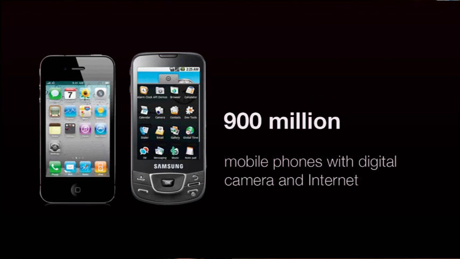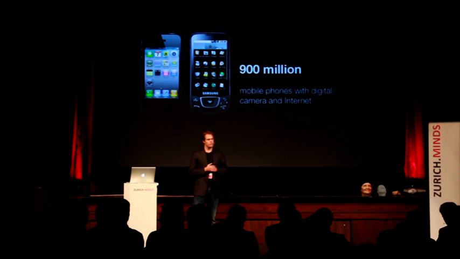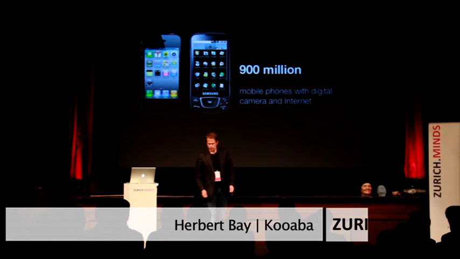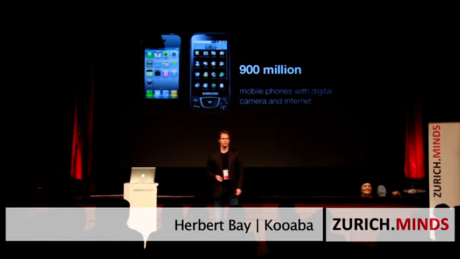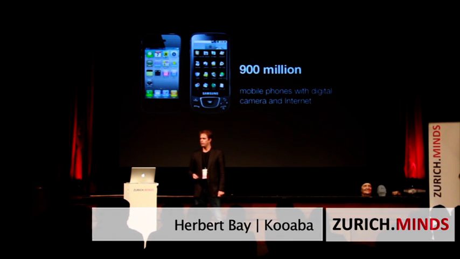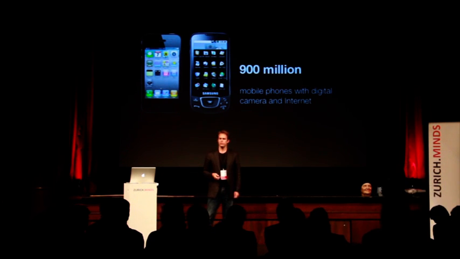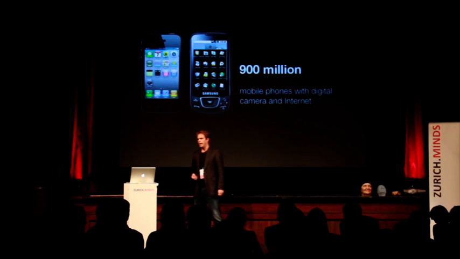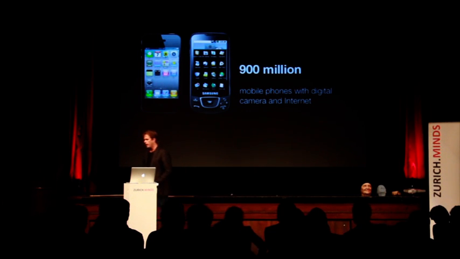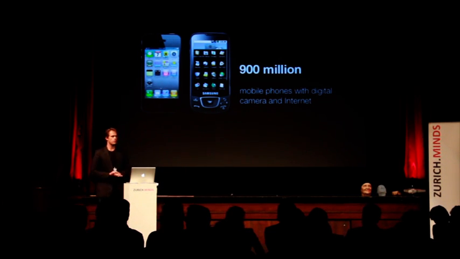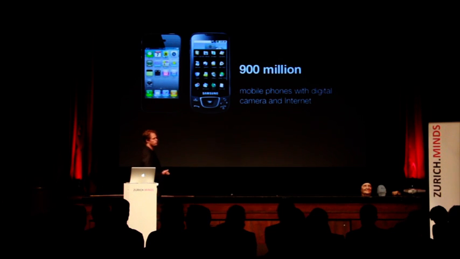The first number is 900 million. 900 million smartphones with a camera are available around the world with internet connection. And this makes taking digital images, photos, so much easier than it was before. In any situation, we can take pictures. And so people do, and upload their pictures on the internet, on platforms such as Facebook and Flickr.